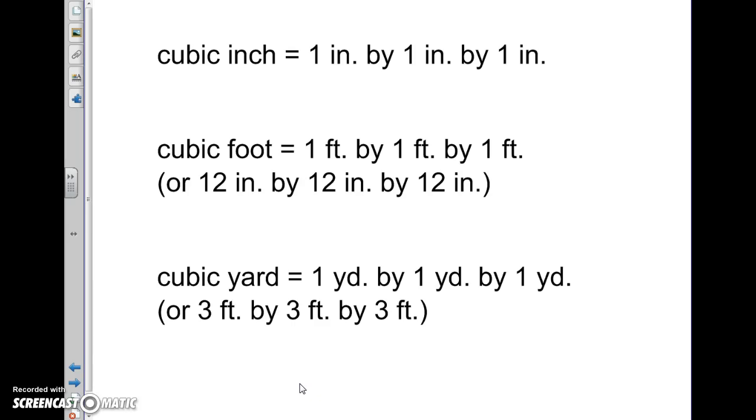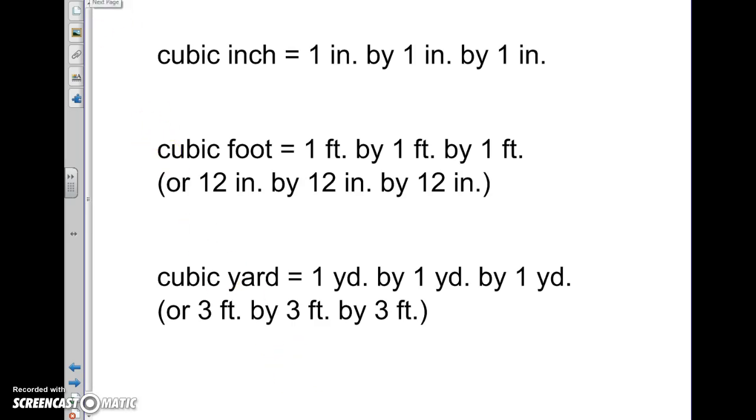1 cubic yard is going to be 3 feet by 3 feet by 3 feet, right? 1 yard by 1 yard by 1 yard. So you have your arms apart, about shoulder width or wider than that, right? Apart. That's 1 cubic yard.